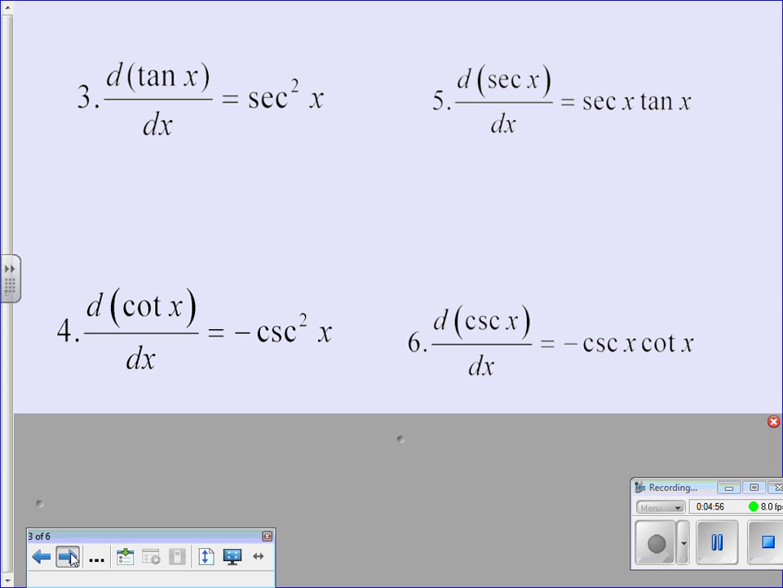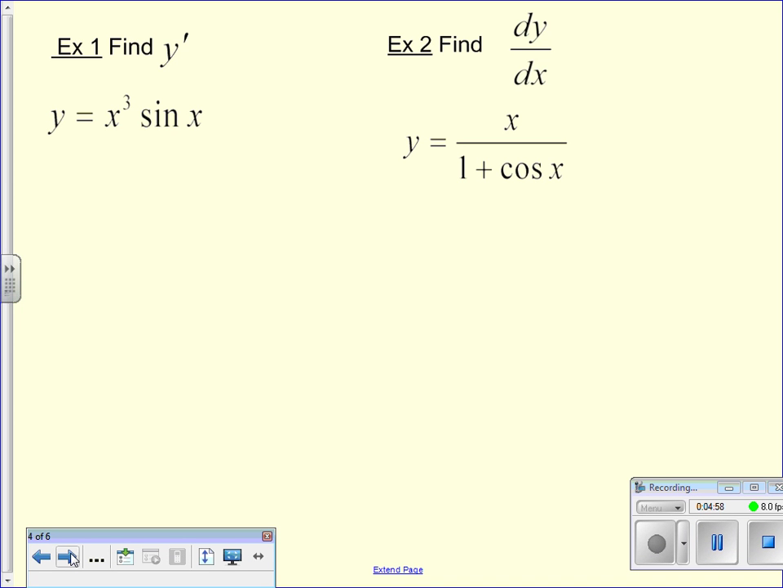Okay. So let's do a couple of examples. The first one, y is x cubed sine x. Let's find the derivative. Okay, y prime. First and foremost, and this is something you're going to have to work at recognizing, it's going to get more complicated in the next chapter. But what do I have? First and foremost, I have a product. I have x cubed times sine x.